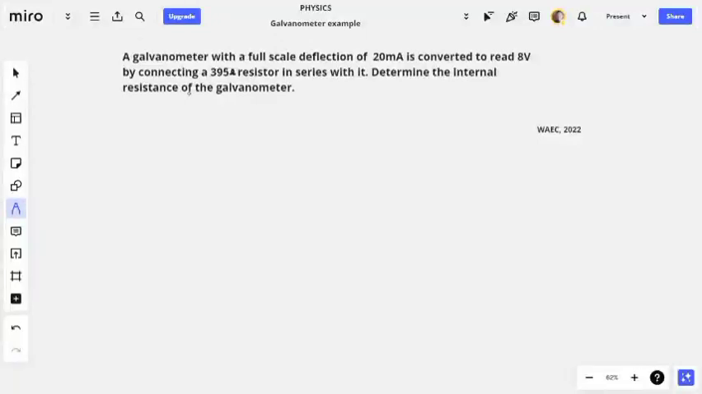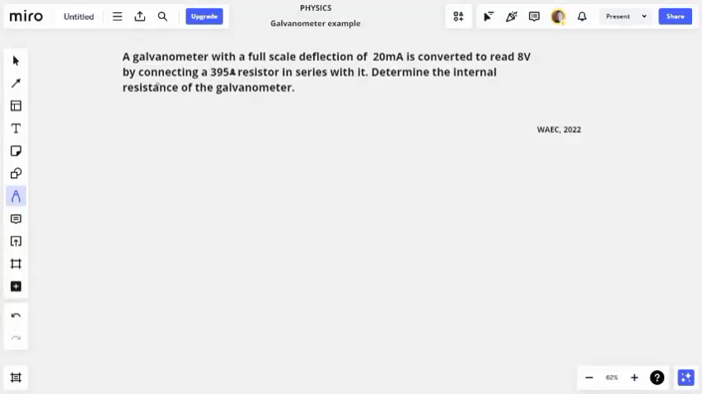This WAEC question on galvanometer says: a galvanometer with a full scale deflection of 20 milliamps is converted to read 8 volts by connecting a 395 ohm resistor in series with it. Determine the internal resistance of the galvanometer. Okay, let's quickly do this.